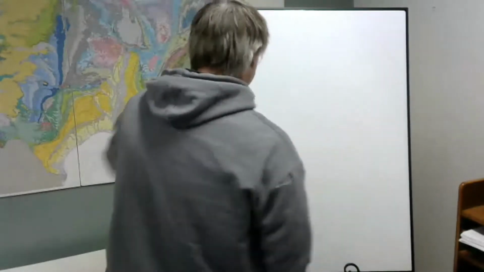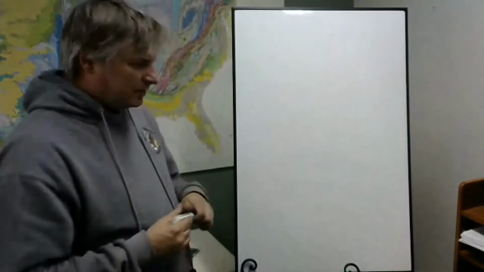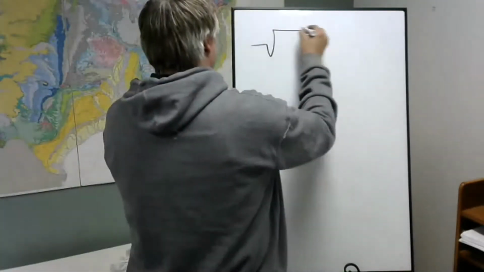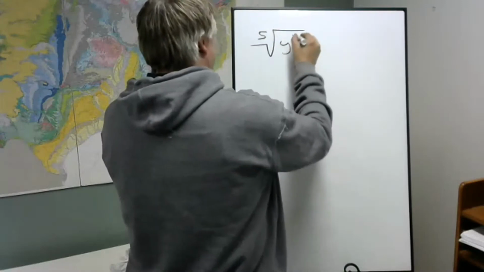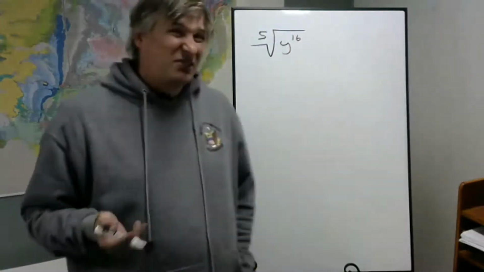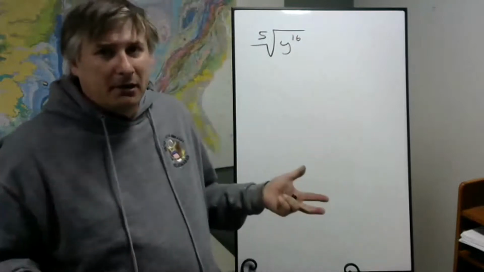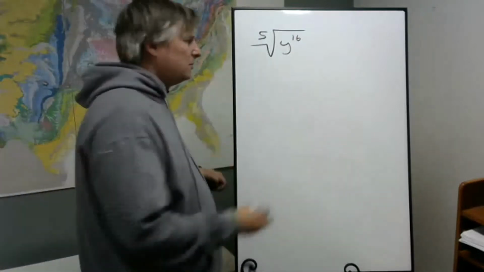Now, I do want to show you kind of a trick. Let's talk about the fifth root of y to the 16. I'll admit, that was kind of a clever thing that I did, breaking up into y cubes all multiplied together. So this is what you can do.